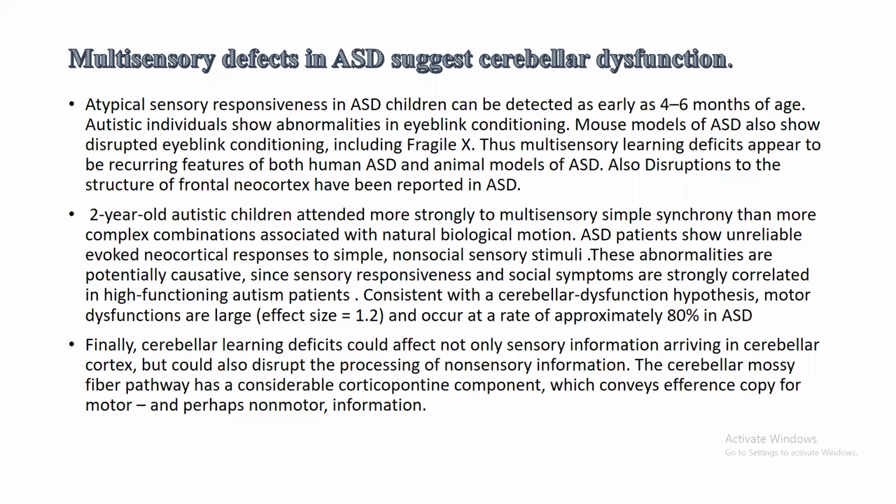Consistent with the cerebellar dysfunction hypothesis, motor dysfunctions are large, with an effect size of 1.2, and occur at a rate of approximately 80% in ASD. Finally, cerebellar learning deficits could affect not only sensory information arriving in the cerebellar cortex, but could also disrupt the processing of non-sensory information. The cerebellar mossy fiber pathway has a considerable corticopontine component, which conveys efference copy for motor and perhaps non-motor information.